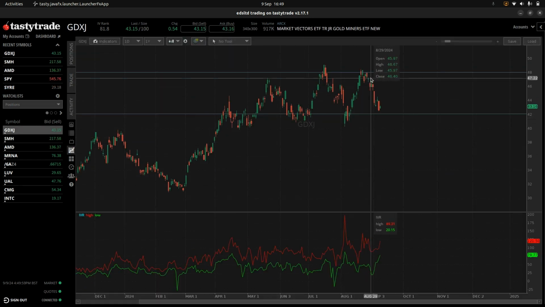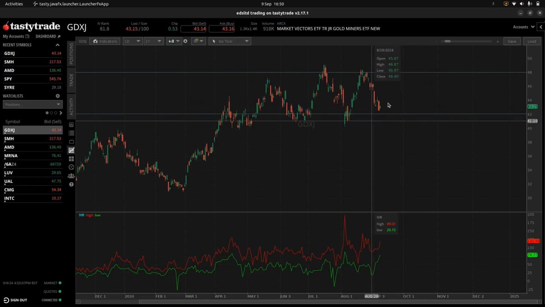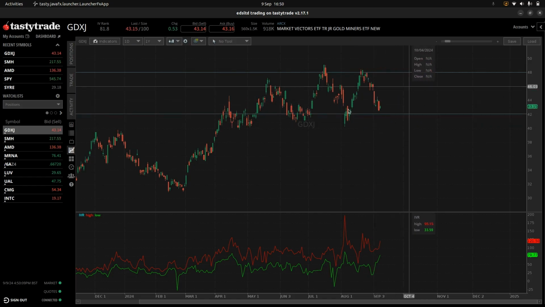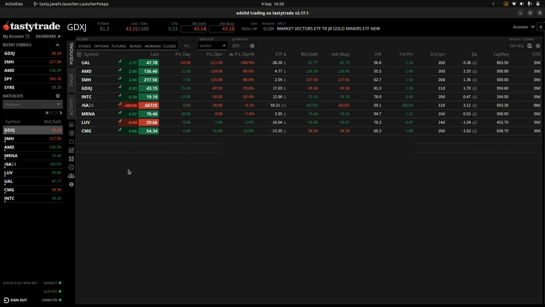GDXJ, of course, we rolled this down as well. We never actually breached that strike, but it was an early adjustment, just as a preventative measure. Again, still very happy with this. Hopefully, we can see the market rebound a little bit. Those are the major updates in the portfolio. Today is more of a day where we just sit and wait. There's not really too much to do, and that's completely fine. And that's basically going to be it.